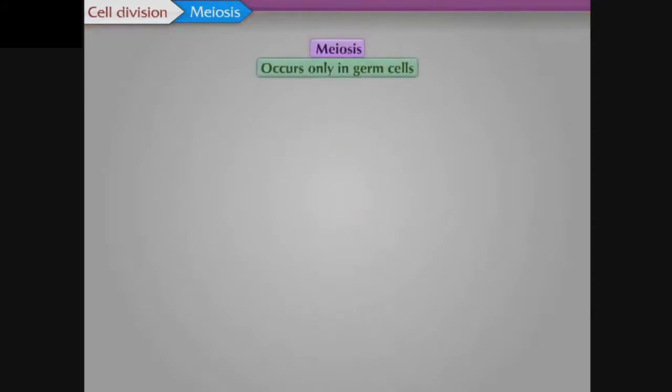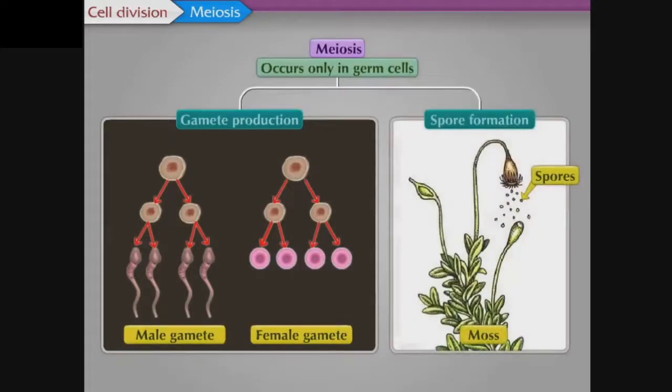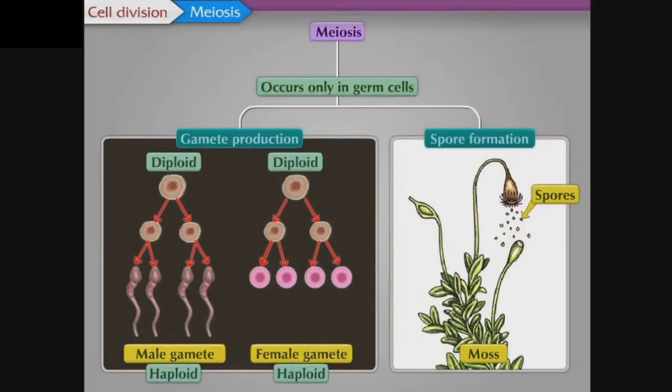Meiosis. Meiosis occurs only in germ cells. The process of gamete production and spore formation occurs by meiosis. After meiosis, one diploid cell gives 4 haploid cells. Meiosis is completed through 2 stages: meiosis 1, meiosis 2.